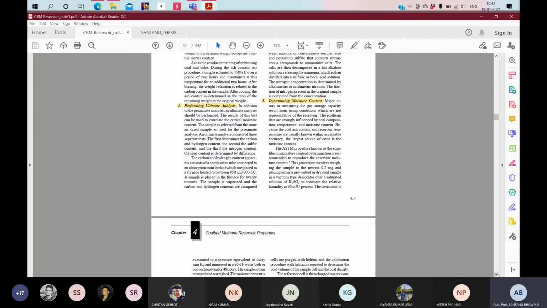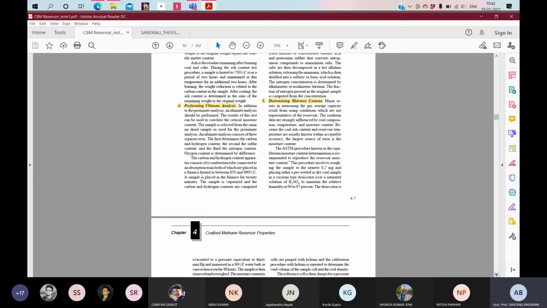I repeat once again, if you are going to get the saturated moisture content, that means the moisture which is already present in the coal seam, which should be present at some particular temperature and pressure condition, then it will be called the equivalent moisture condition, and the same will be referred to as totally saturated with moisture. You cannot add any further moisture content.